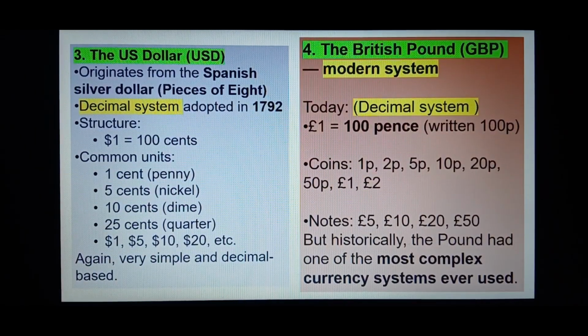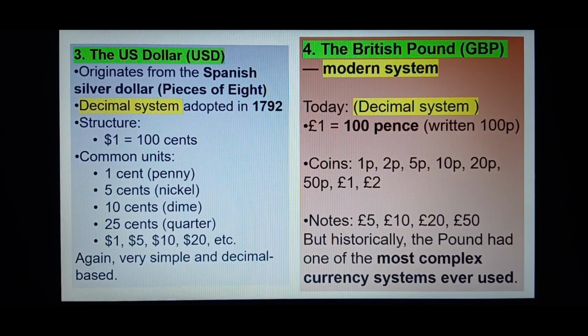The US dollar originates from the Spanish silver dollar. Maybe you've heard the saying pieces of 8. The decimal system was adopted in 1792. The structure of $1 equals 100 cents. Common units was 1 cent, a penny, 5 cents called a nickel, 10 cents called a dime, 25 cents called a quarter, and then they had $1, $5, $10, $20, etc. Again, very simple and decimal based.